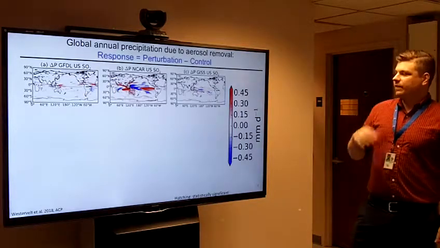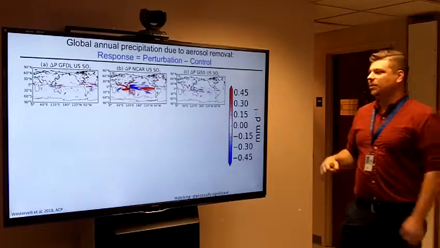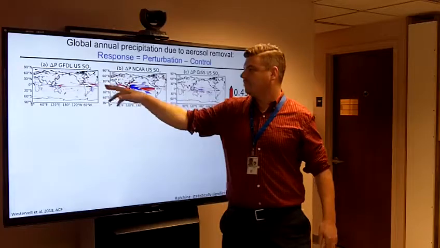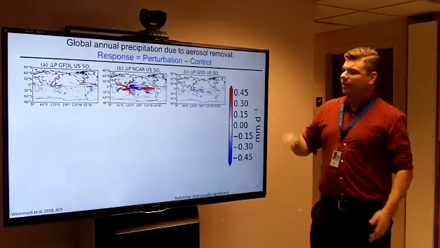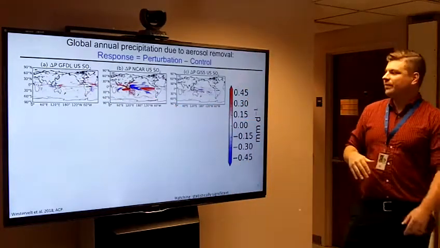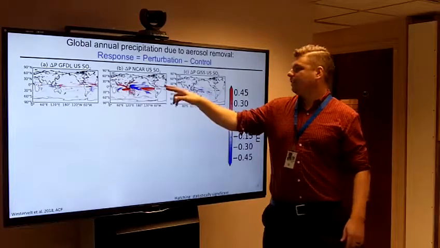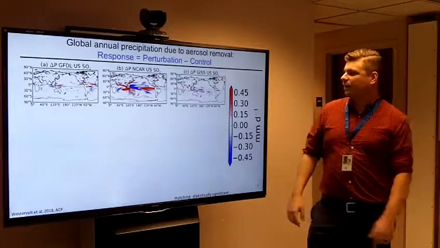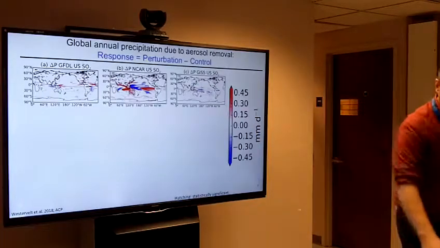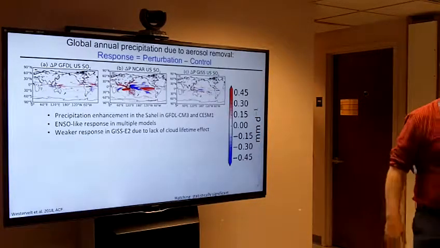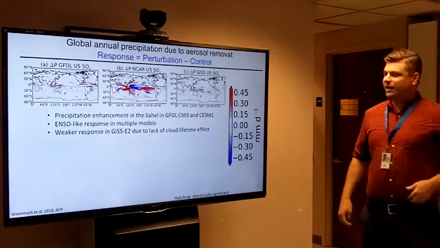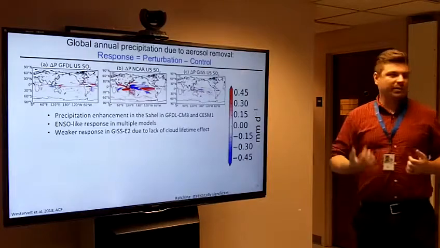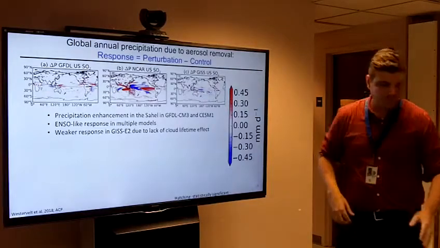Each of the models seem to project a small increase over parts of the Sahel, or maybe a little bit south of the Sahel, in the Atlantic ITCZ region. You can see that here. It's hard to see the colors in GISS, but it's a tiny bit there. But overall, things are noisy. We think we have an ENSO-like response that I'll get into later. And again, there's a weaker response with the GISS model.